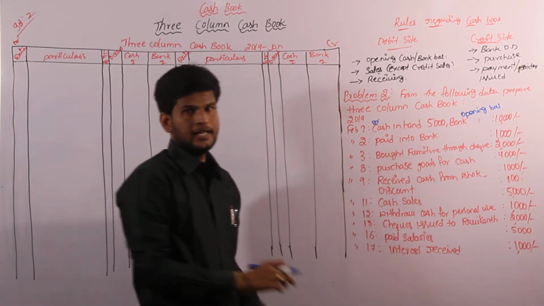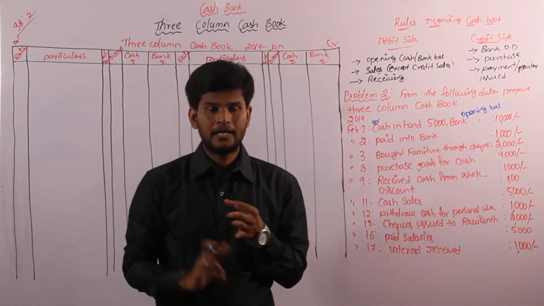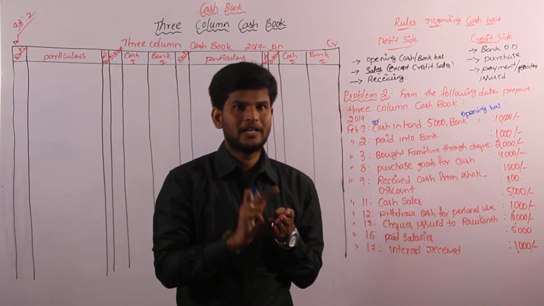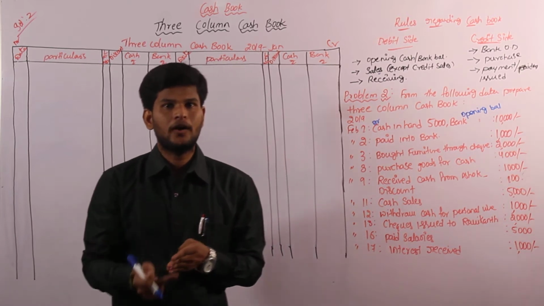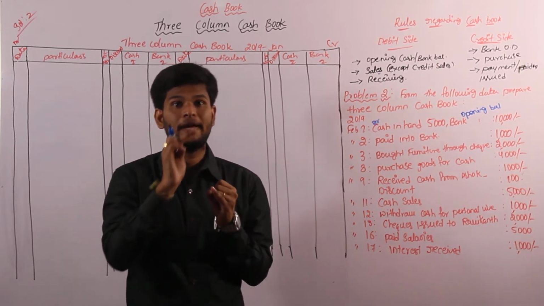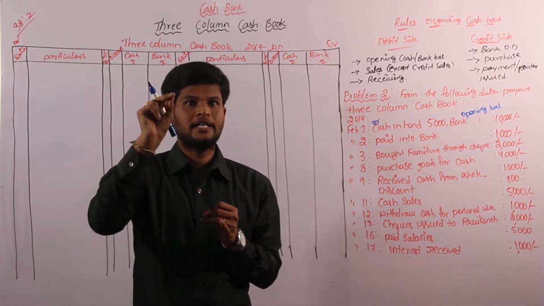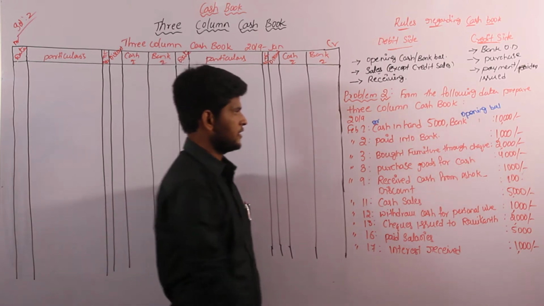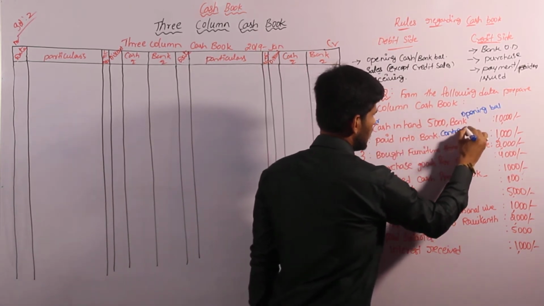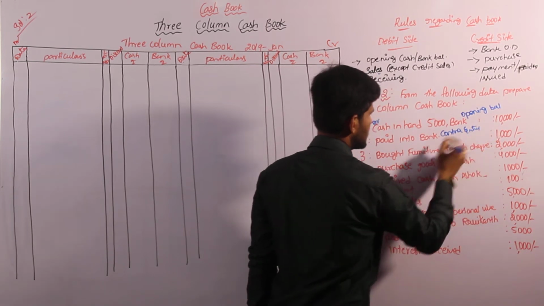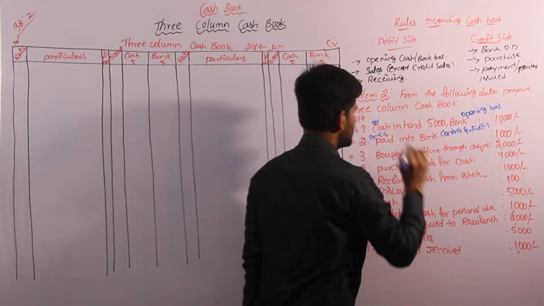So already I said cash deposited into bank, cash sent to bank, paid into bank, deposited checks into bank. Whatever the transaction that communicates with the bank, it is called a contra entry. That is nothing but paying cash, paying check. Those words are called communicating with the bank as a contra entry. So paid into bank is a contra entry. We have to represent it as C.